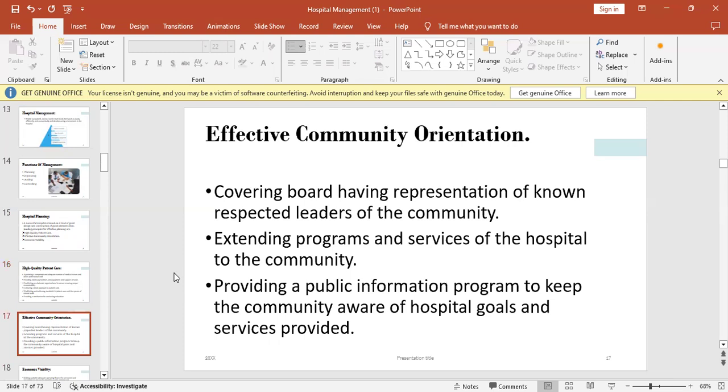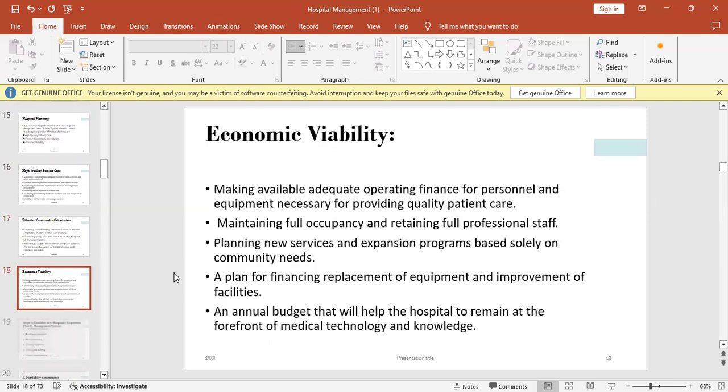Effective community orientation: having a governing board with representation of respected leaders of the community, extending programs and services of the hospital to the community, and providing a public information program to keep the community aware of the hospital's goals and services provided.